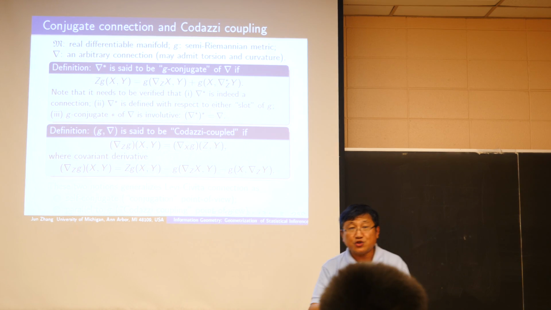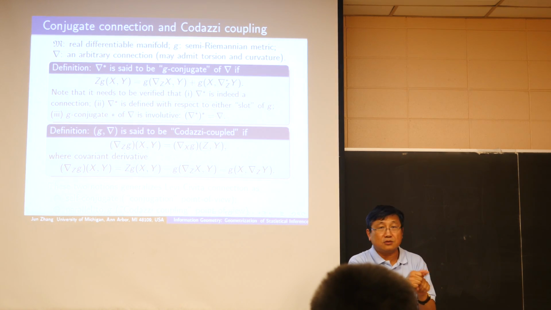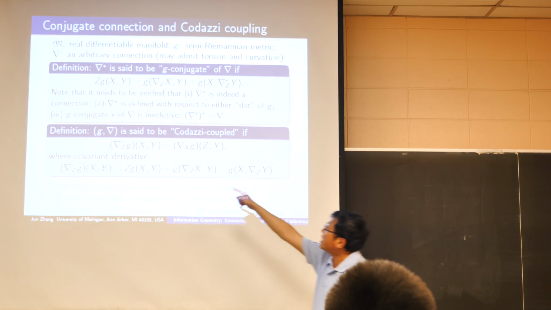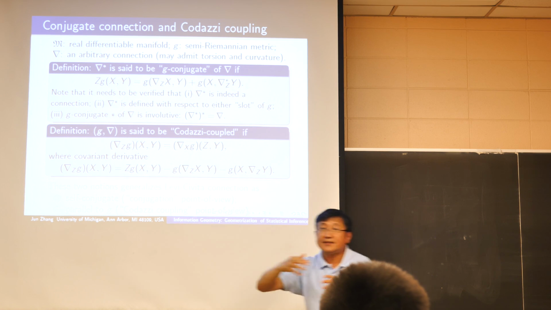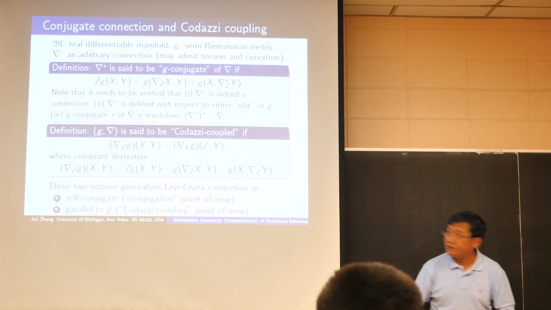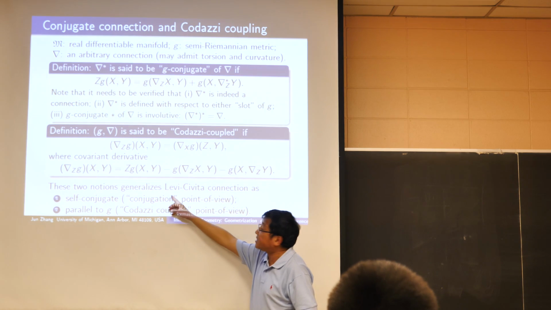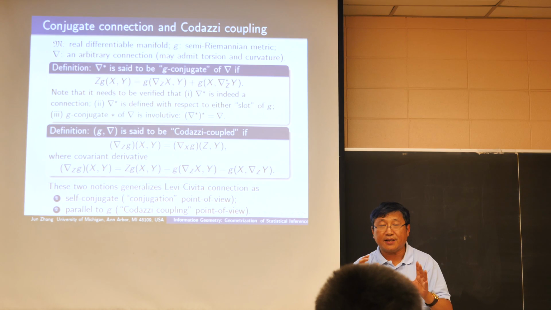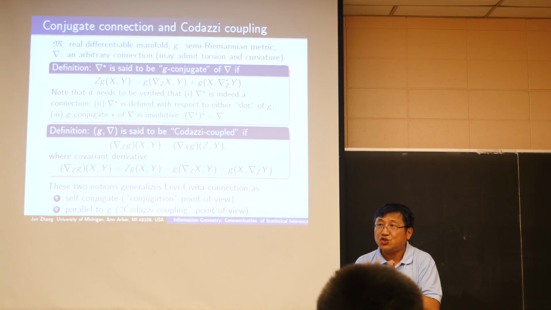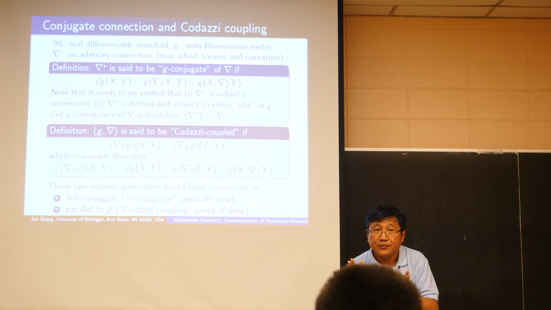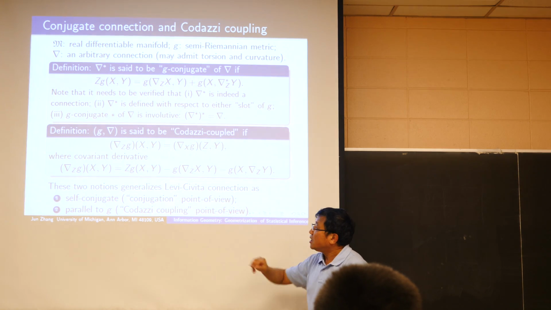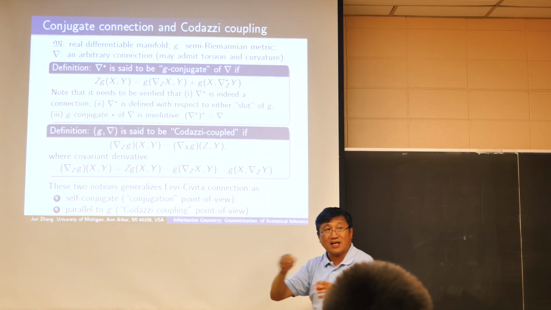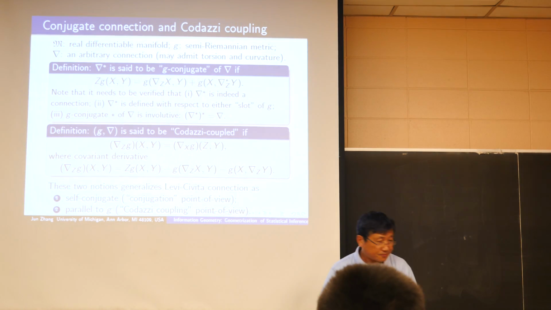For a Levi-Civita connection, the metric is parallel to the connection. The Levi-Civita connection and metric are parallel to each other, so nabla G is equal to 0, and this is a more generalized version. So both of these are generalizations of the ideas behind the Levi-Civita connection, the Levi-Civita coupling of the metric and connection, but they are generalizing in two slightly different directions. One is in the direction of conjugation, duality. The other is in the direction of coupling, how the metric and connection are coupled.